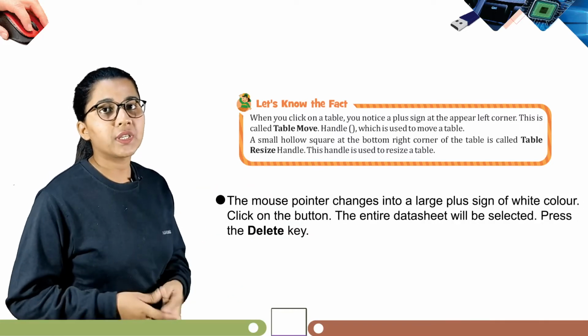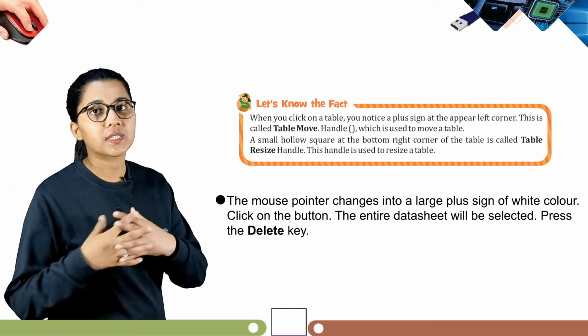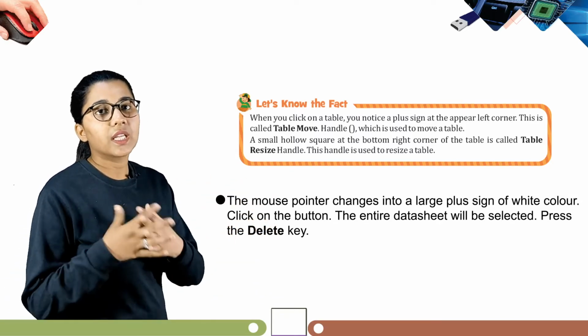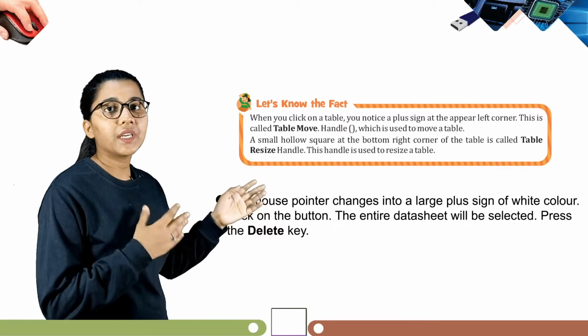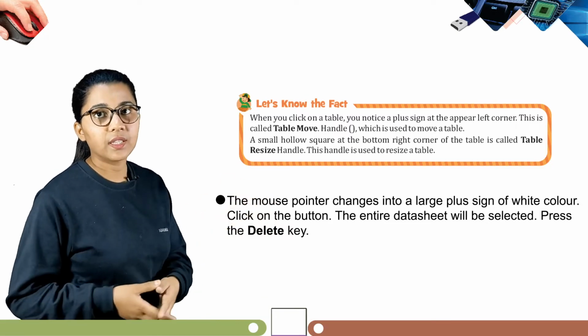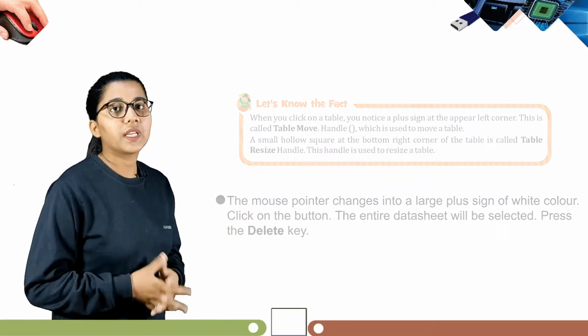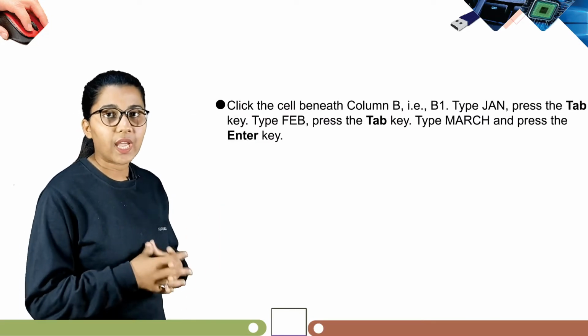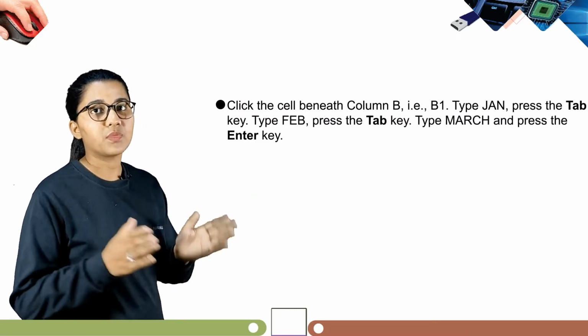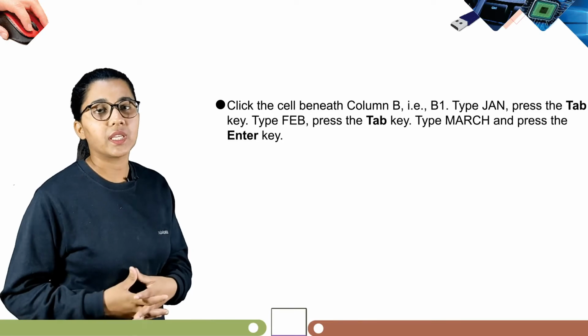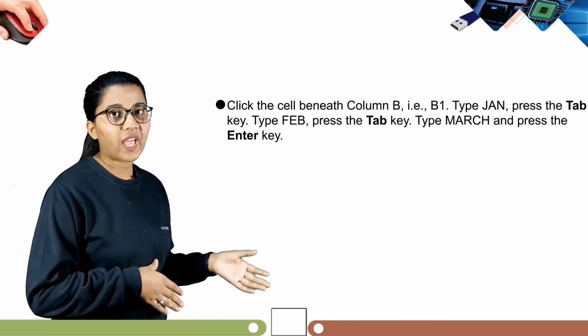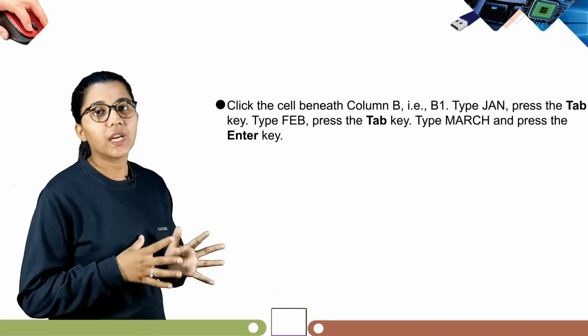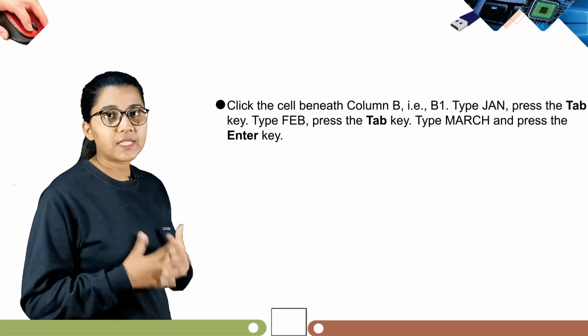The mouse pointer changes into a large plus sign of white color. Click on the button. The entire data sheet will be selected. Then press the Delete key. Click the cell beneath B, that is B1. Type Jan. Press the Tab key. Type Feb. Press the Tab key. Type March and press the Enter key.